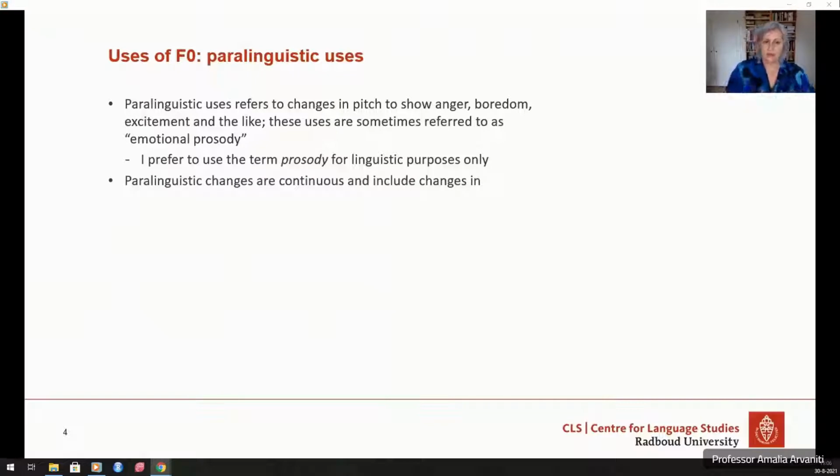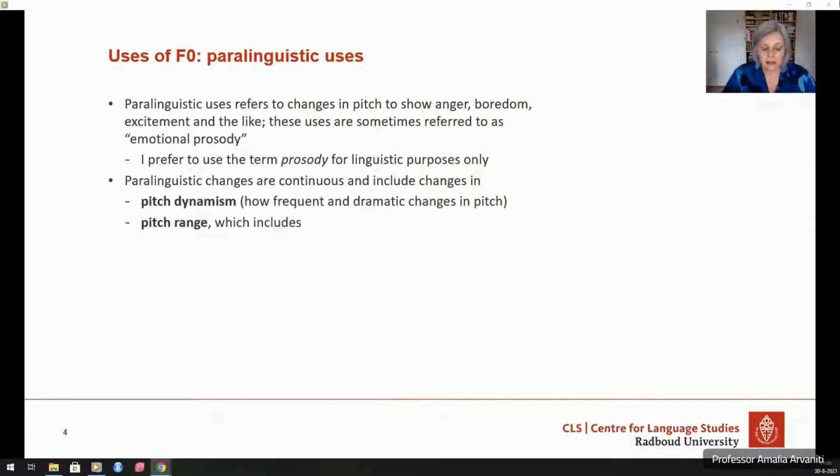Now, paralinguistic changes are continuous when it comes to intonation and include changes in two dimensions, if you like. One is pitch dynamism, which refers to how frequent and dramatic changes are in pitch. The other is pitch range, which includes, again, two elements. On the one hand, pitch level, how low or high the speaker's pitch is. And the other is pitch span, the extent of the frequencies covered.